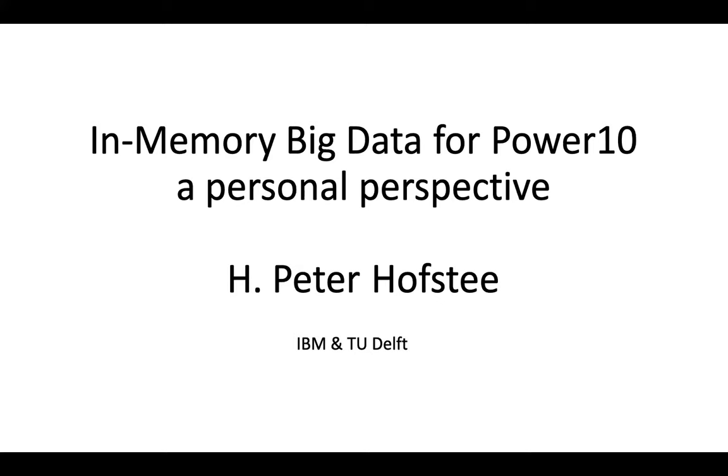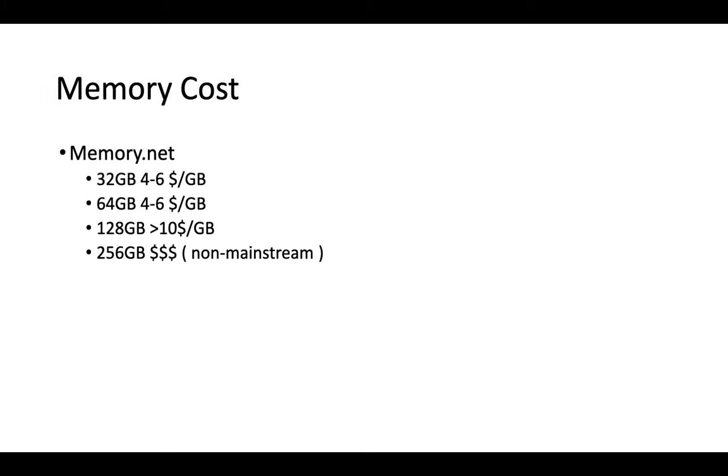So what I want to talk about is a theme that I've been on for some time: looking at processors and systems in a big system context, and big data, and in particular in-memory big data computing. I'm going to start by looking at memory cost and relating that to what we do in power systems.